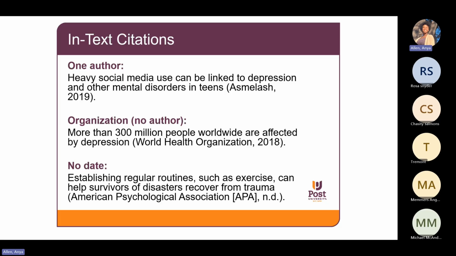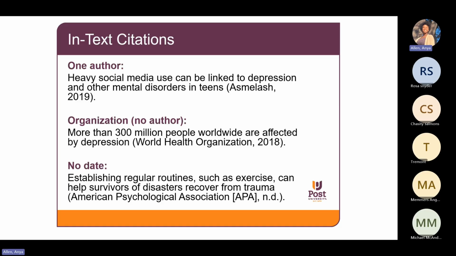So here are a couple examples of what an in-text citation can look like. There are a few different ways to do it, as we mentioned on the previous slide. So when there is one author, this is what your citation would look like. You'll see at the end of the sentence that starts with heavy social media use, there is an opening parentheses, and it says Aspalash. So that's the author's last name. Then there's a comma, and then there is the year of the publication, which is 2019. Then the parentheses is a closing parentheses, and the period is on the outside of that.